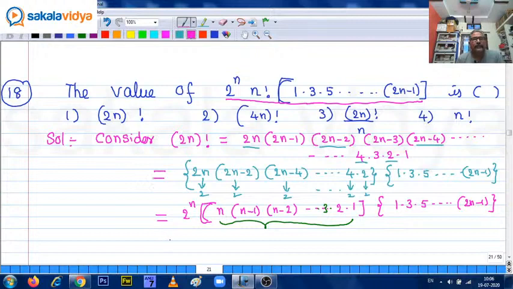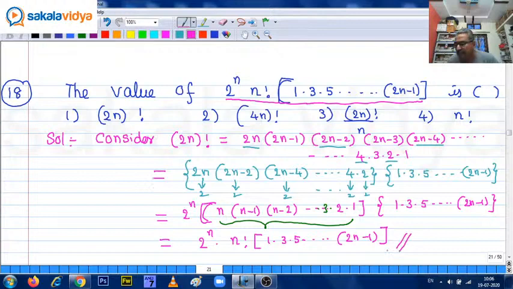So now this can be written as 2 to the power of n times n factorial, multiplied by 1 into 3 into 5 and so on up to n minus 1. So this is very important, please do remember.